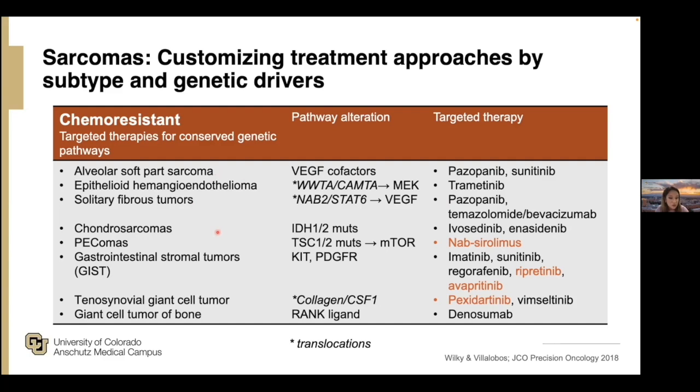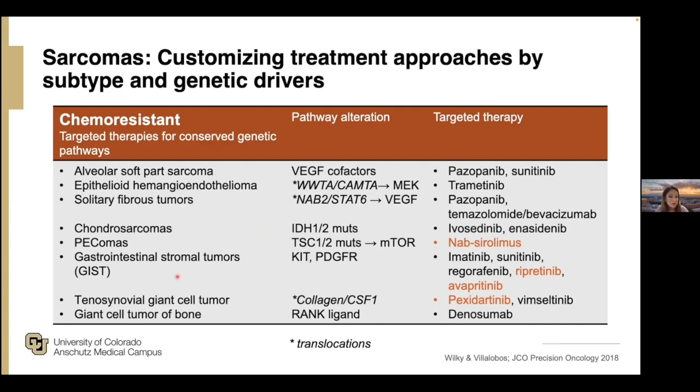Chondrosarcomas, these are cartilage cancers. They often have IDH1 or 2 mutations, and we can take advantage of drugs that were recently approved for other cancers like leukemia that have IDH mutations. PEComas, this is an extremely rare type of sarcoma that has alterations in a pathway called mTOR, and we just approved a brand new drug specifically for this tiny group of sarcomas called nab-sirolimus.